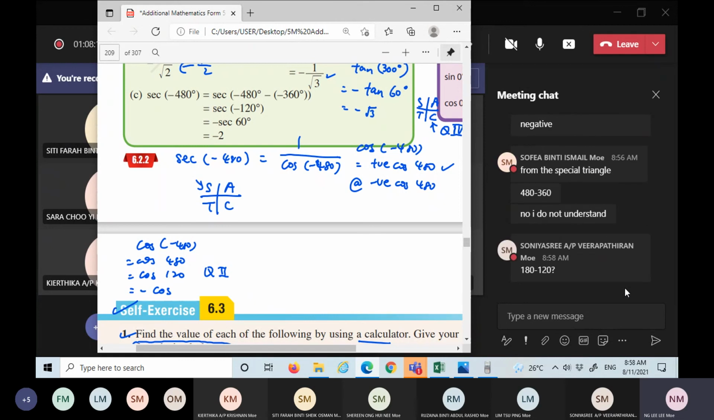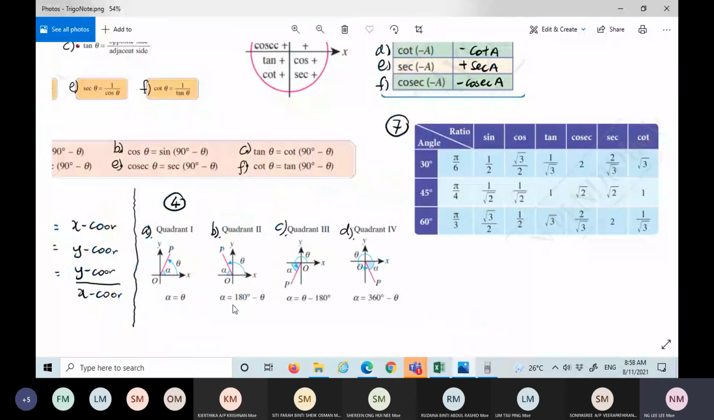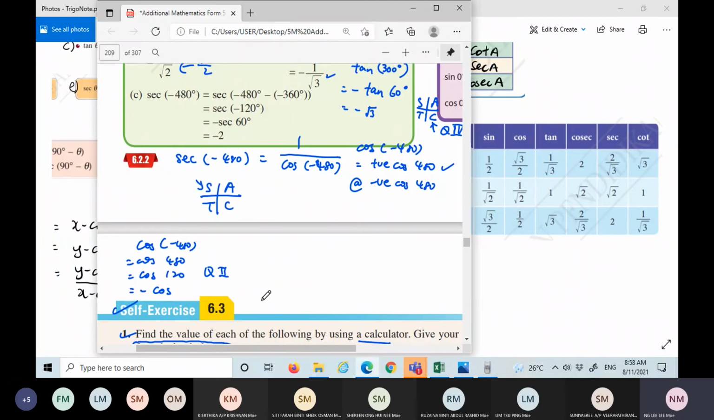Okay, 180 minus 120. This is in the second quadrant. You refer to my notes. Second quadrant, 180 minus theta. Theta here is 120. So 180 minus 120, so the alpha is 60. The reference angle is 60.